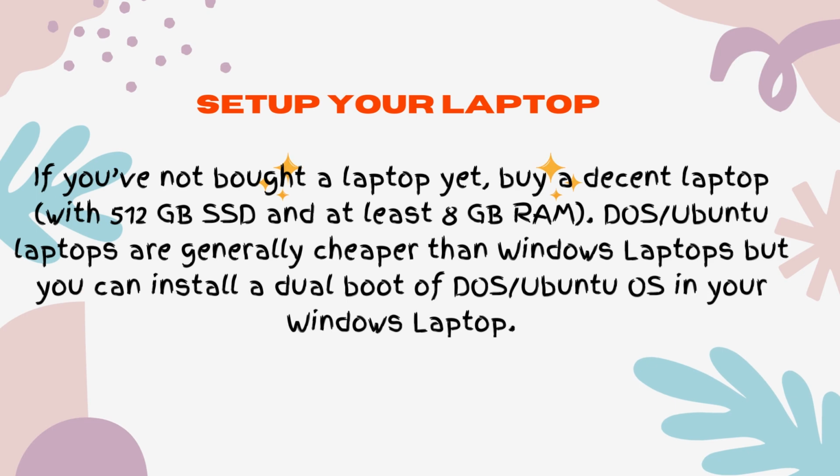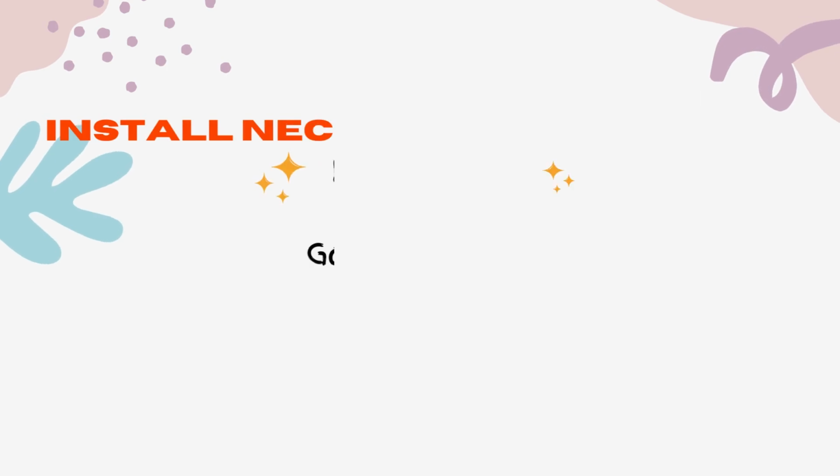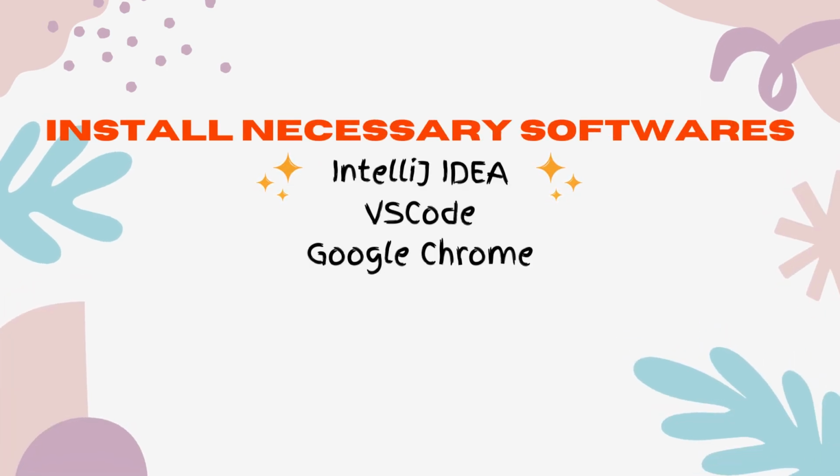After learning how to program and what language to choose, the next step is to set up your laptop. If you haven't bought a laptop yet, buy a decent laptop with 512 GB SSD and at least 8 GB RAM. You need to install necessary software like IntelliJ IDE. IntelliJ IDE is the leading Java and Kotlin IDE. Next is VS Code. VS Code is used for various purposes like C, C++, Python, web development. I personally use VS Code. Next is Google Chrome. Google Chrome is a browser which is mostly used for website development.